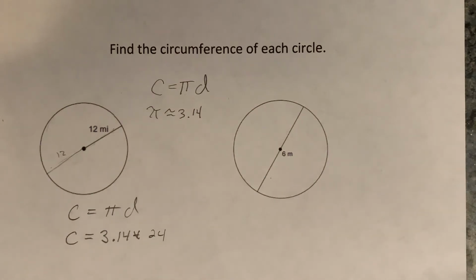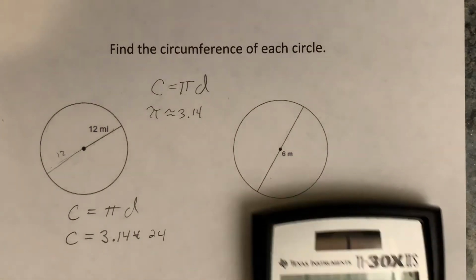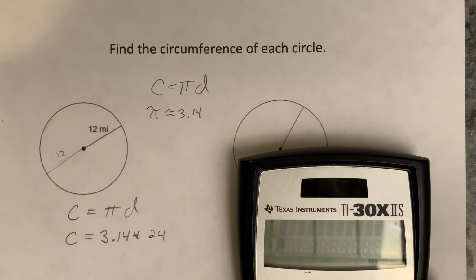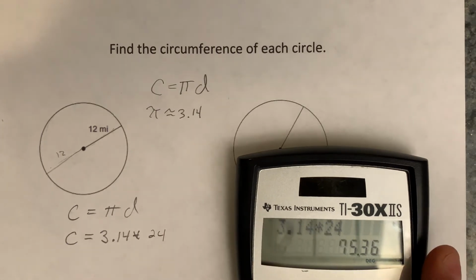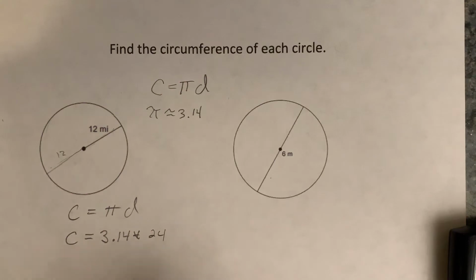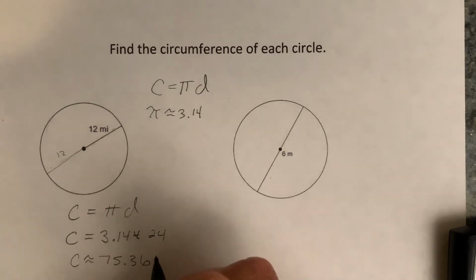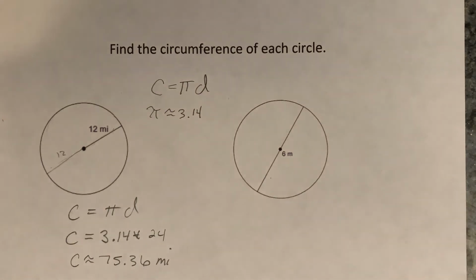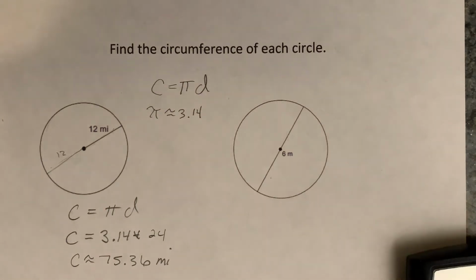Let's use our calculators to go ahead and put that in now. I'll try and show you this as I can. It's kind of hard to see it, I think, but I'll try and show you when I can. So 3.14 times 24, 75.36. So it's about 75.36. And it's going to be, in this case, miles. Not squared, just units. Let's go to the next one.